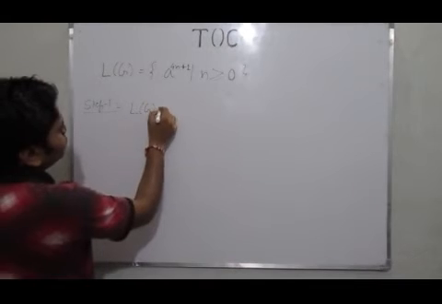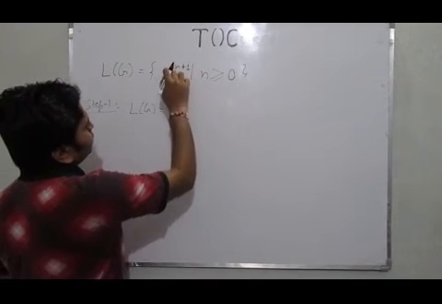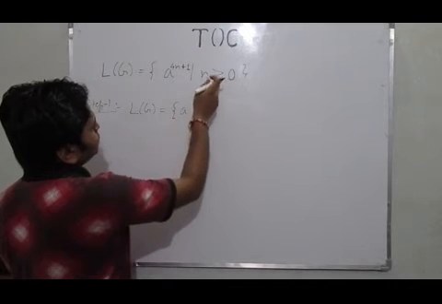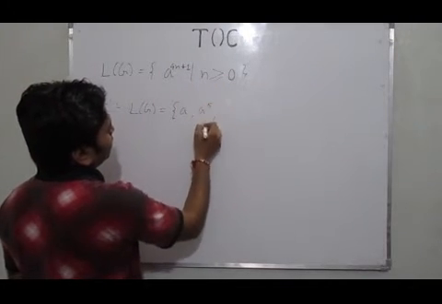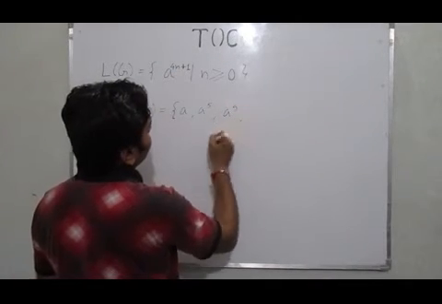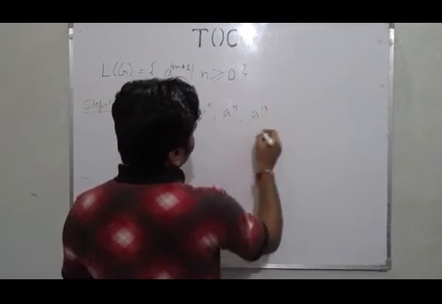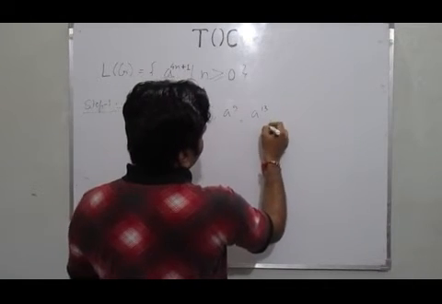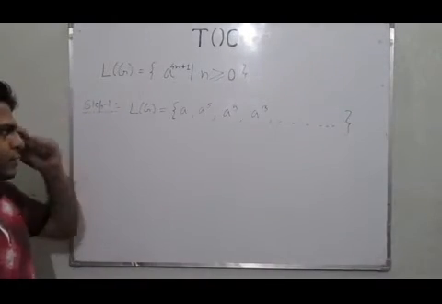The simplified version of this language would be: substitute 0 here, we would obtain 1. Substitute 1 here, we would obtain 5. Then substitute 2 here, we would obtain 9. Then substitute 3 here, we would obtain 13. Fine. So in this fashion we can obtain the successive strings of the language.